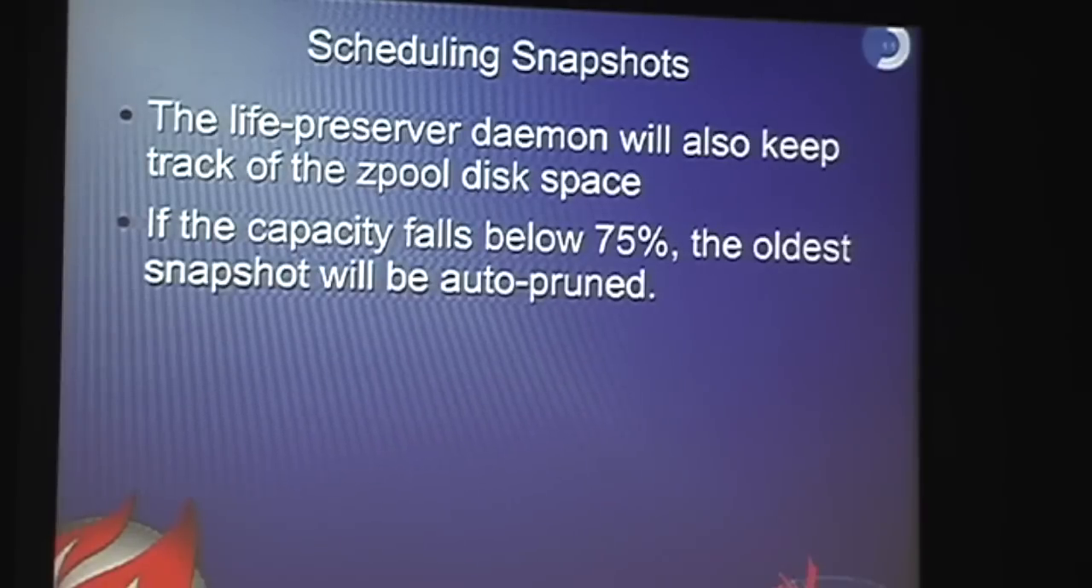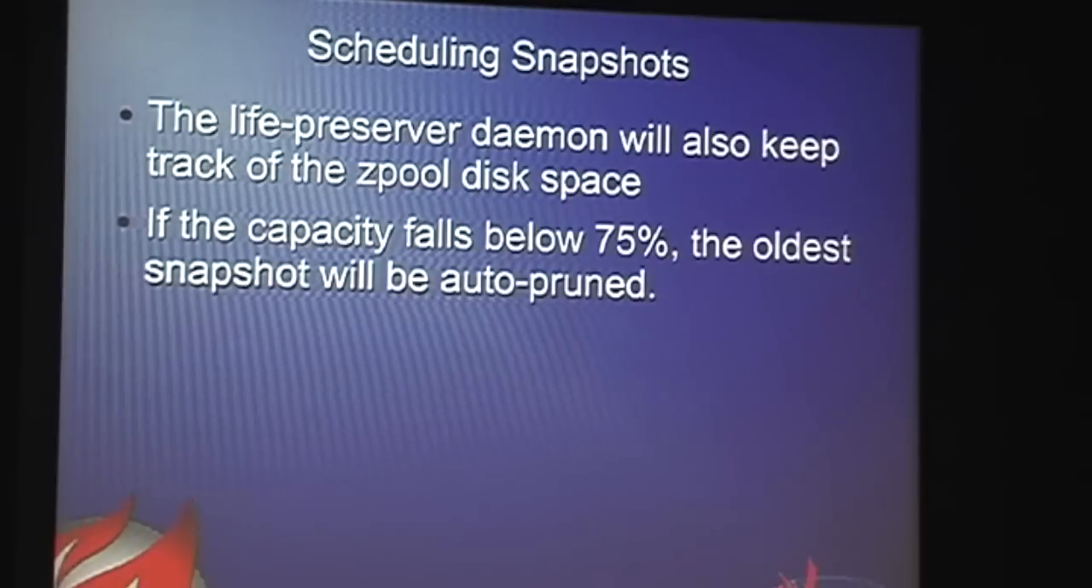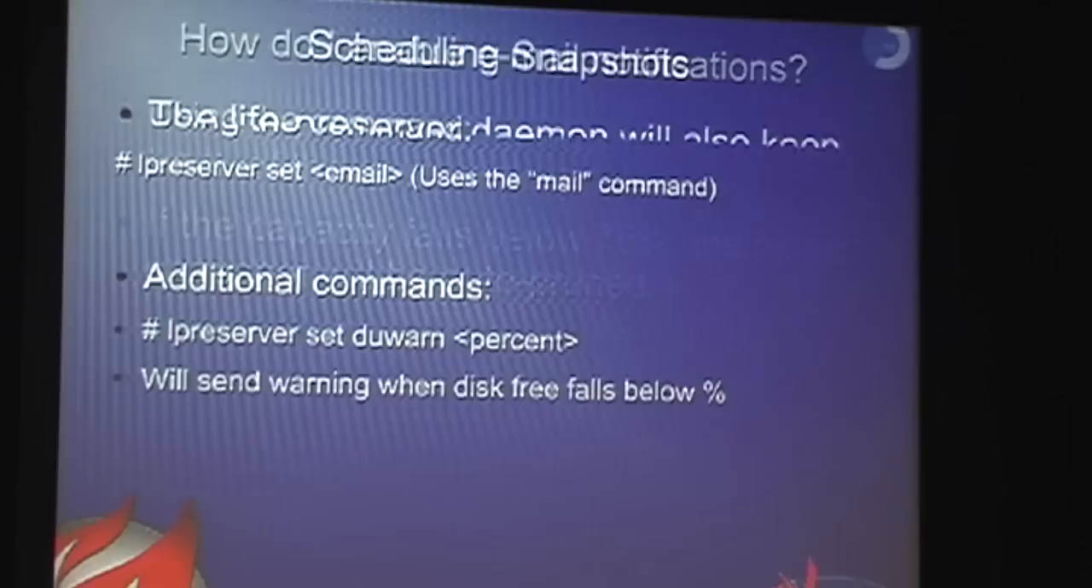In addition to that, though, well, what about disk space? So the daemon's going to keep track of all your Zpool disk space. So if the capacity hits 75% or some other value we decide to set, it can start auto-pruning those oldest snapshots to recover some of that space for you. Now, the cool thing about Life Preserver is it won't auto-prune any snapshot you've created manually. It only keeps track of its own, because I don't want to trash something you've specifically set aside. That's up to you. If you're smart enough to create it, you're smart enough to delete it, is my thinking on it. But of its own stuff that it's creating and managing, it'll do the automatic pruning for you.